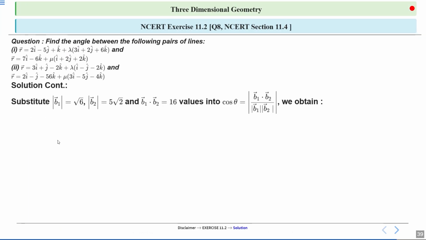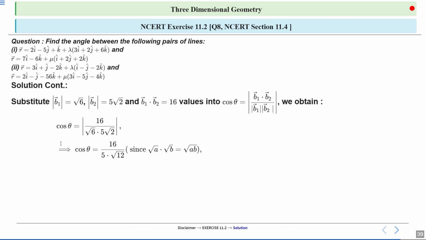Now substitute magnitude of b1 vector equals square root of 6 and magnitude of b2 vector equals 5 times root 2, and b1 vector dot product b2 vector equals 16 values into the formula cos theta equals absolute value of b1 vector dot product b2 vector divided by magnitude of b1 vector product with magnitude of b2 vector. Then we obtain cos theta equals absolute value of 16 divided by square root of 6 times 5 times root 2.